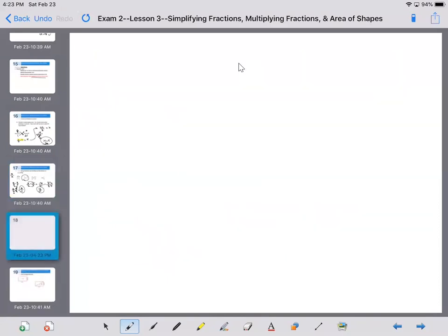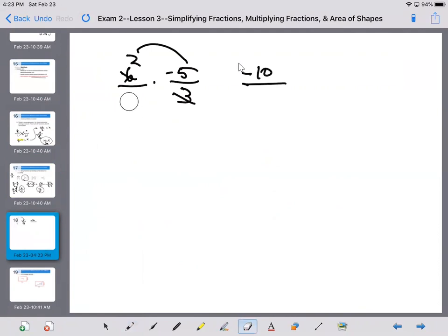If we had 6/7 times -5/3, we could say, well, 3 will divide 6 2 times. So then we would say 2 times -5 would be -10, and this 7 in the denominator times 1 would be 7. So you get -10/7, which is what we saw over here.